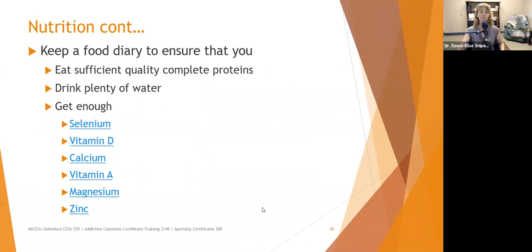Ensure people keep a food diary to ensure they're eating sufficient quality proteins, getting plenty of water, and getting enough vitamins like selenium, vitamin D, calcium, vitamin A, magnesium, and zinc, which are all necessary to break down tryptophan to make serotonin.